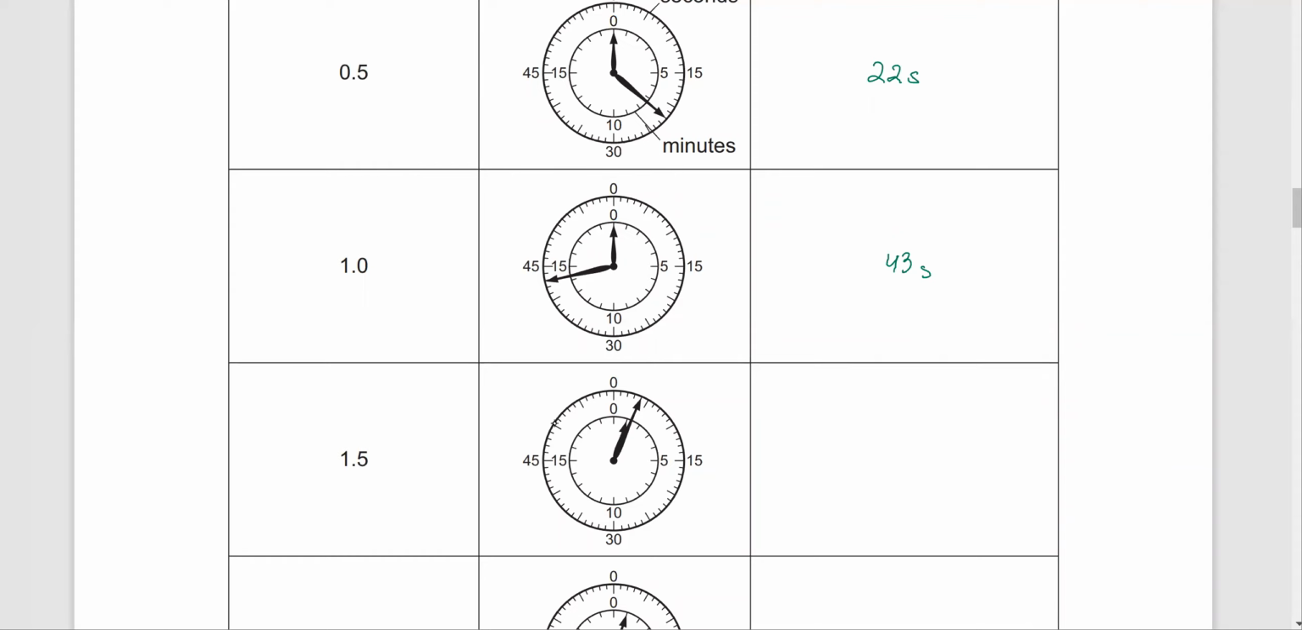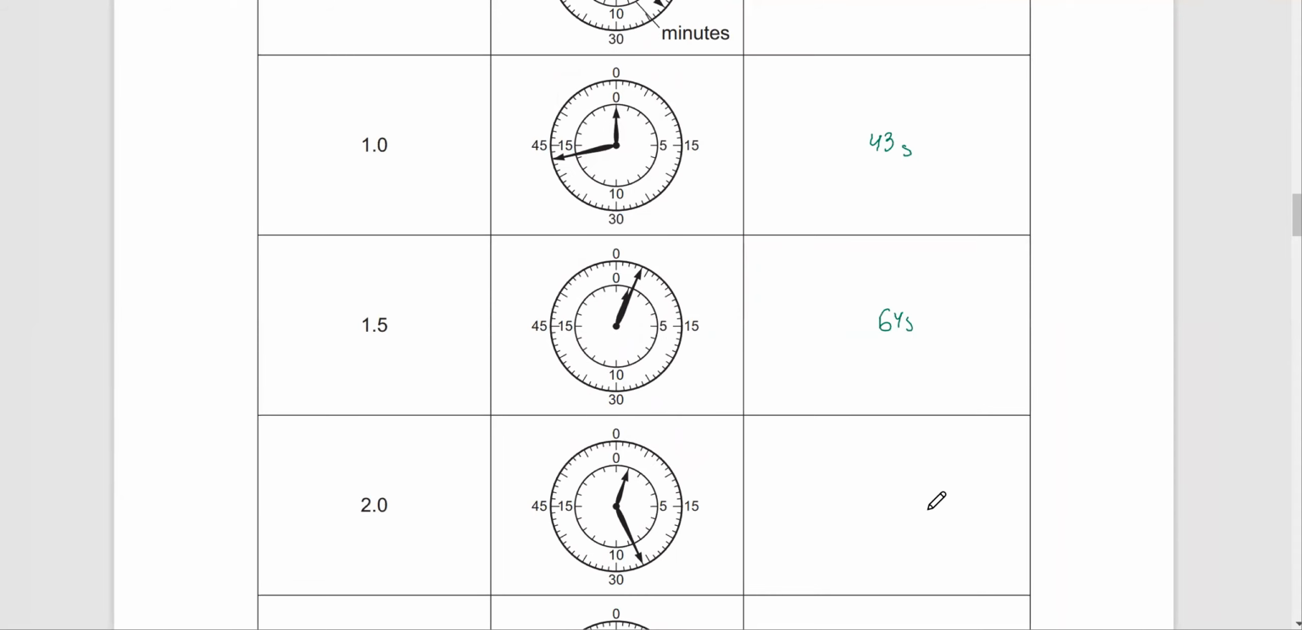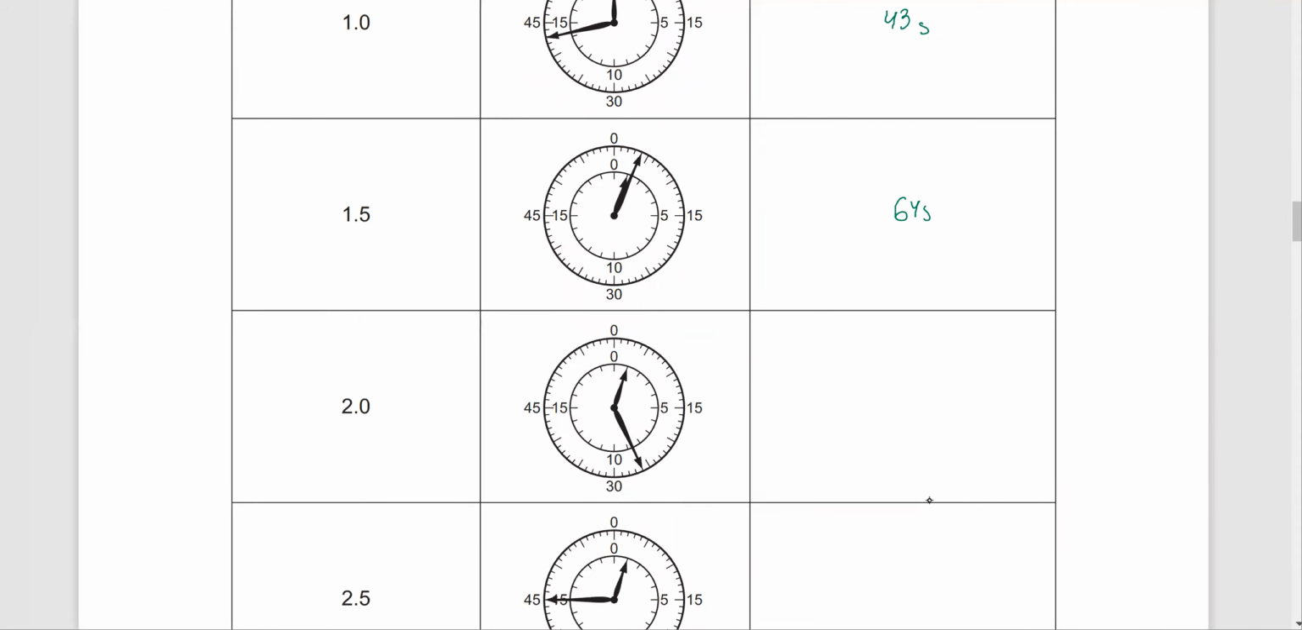No, 64. 64 seconds, because your minute hand is also moving. Okay, it has come to 1, so that means 1 minute and 4 seconds, but you have to give it in seconds, so it's going to be 64. Is that clear? Yes. What will this one be? 86. Okay, this one is 86.